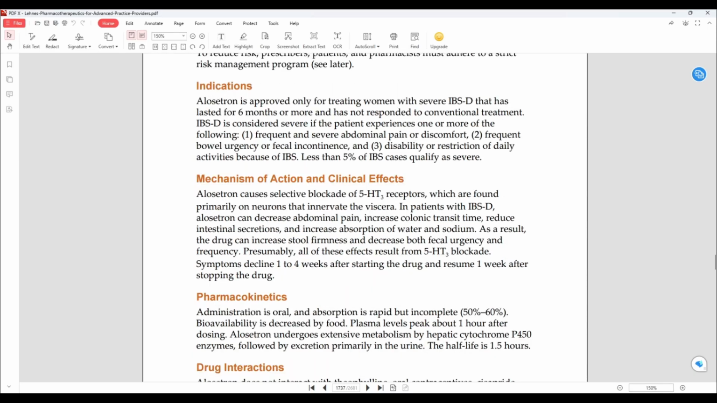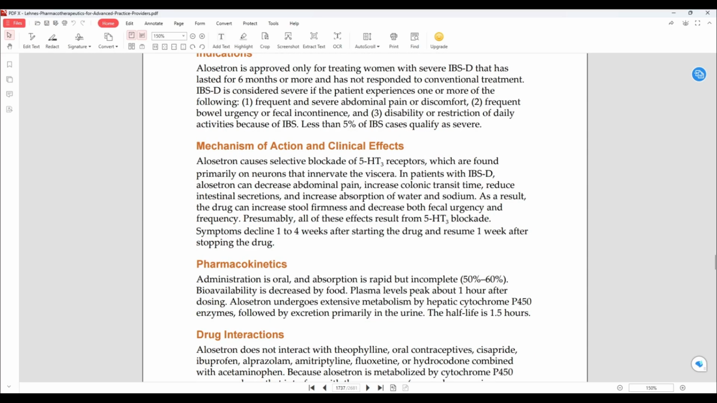So, its indication. Alosetron is approved only for treating women with severe IBS that has lasted for 6 months or more and has not responded to conventional treatment. IBS-D is considered severe if the patient experiences one or more of the following: frequent and severe abdominal pain or discomfort, frequent bowel urgency or fecal incontinence, disability or restriction of daily activities because of IBS. Less than 5% of IBS cases qualify as severe.